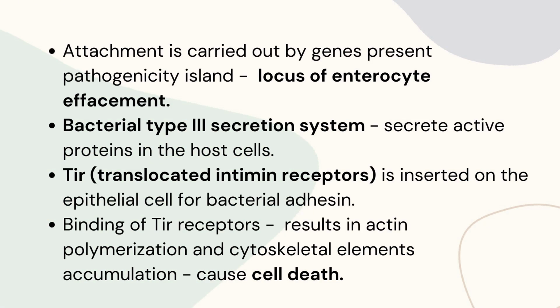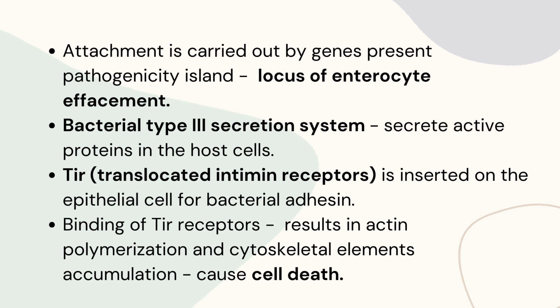Attachment is carried out by genes present on the pathogenicity island known as locus of enterocyte effacement. So this pathogenicity island, it is a genetic region in the genome of pathogenic bacteria that contains a cluster of genes encoding virulence factors. So this locus of enterocyte effacement, it consists of more than 40 genes that can carry out attachment and destruction of host cells. Bacterial type 3 secretion system secretes active proteins in the host cells.